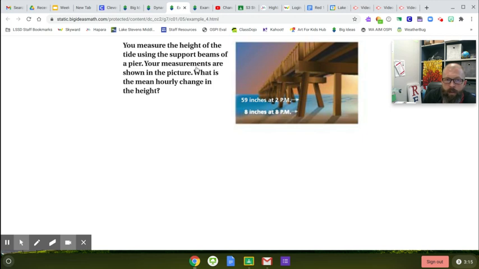Now, this is going to have a new word that isn't maybe new, but we learned it last year, I know for sure, in 6th grade. Hopefully, maybe COVID stopped us early. But the mean is another word for average. So we got to find the average hourly change.